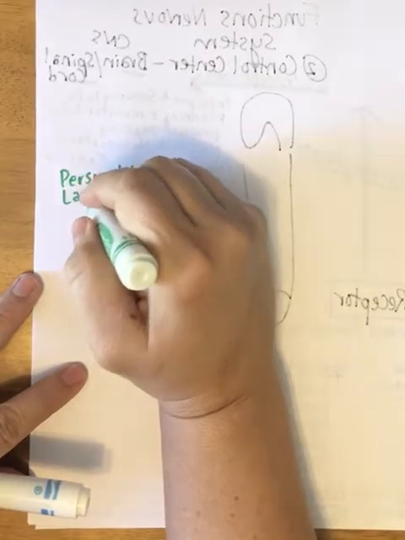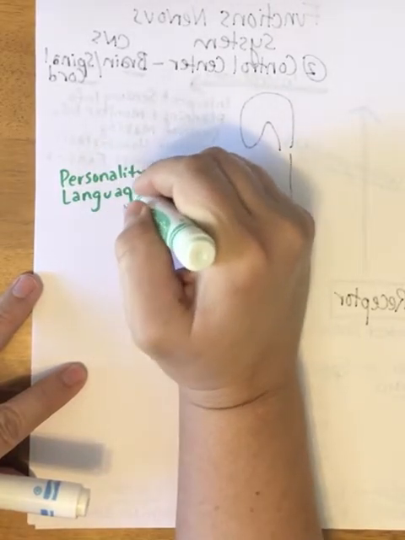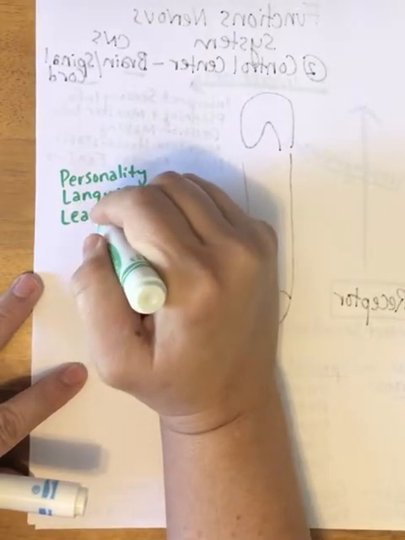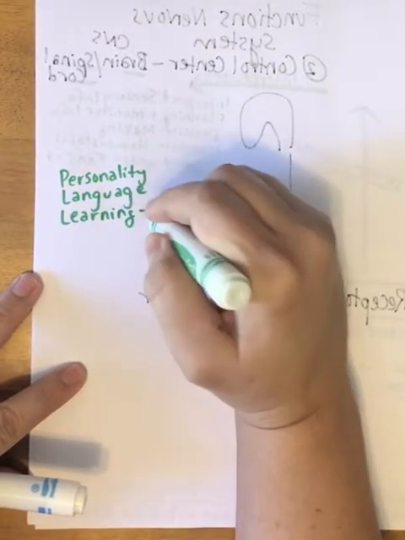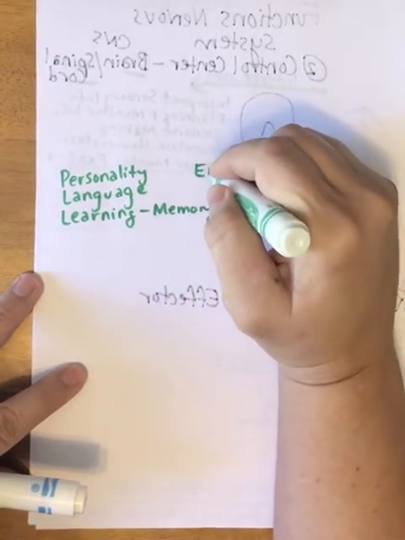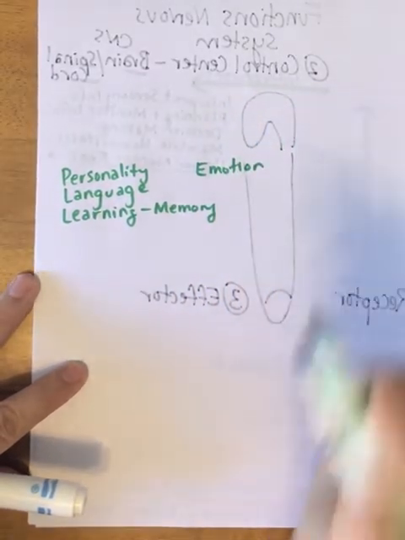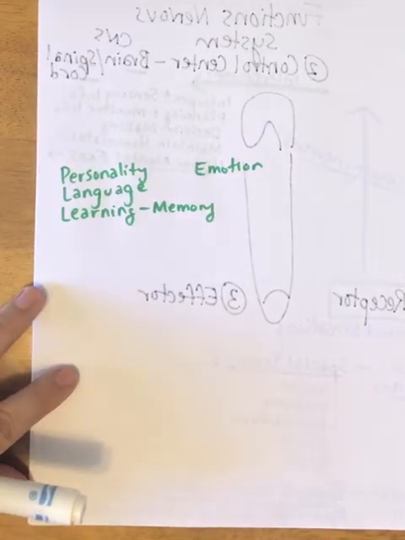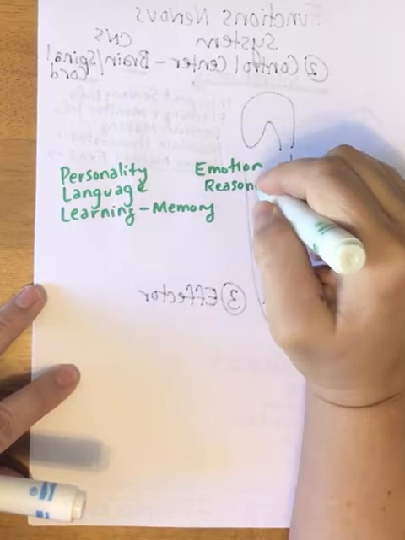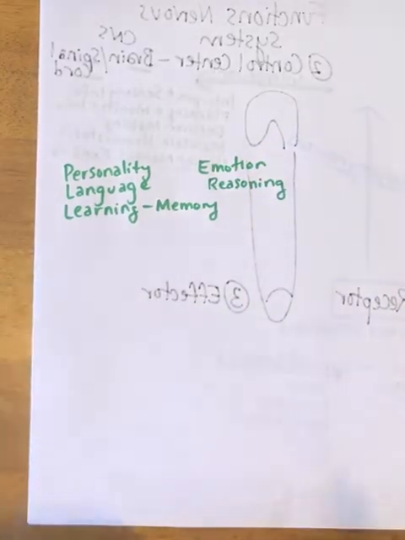Being able to learn language, that's a higher mental function. Being able to learn. So learning and memory kind of go together. Emotion. Emotions are a higher mental function. Reasoning. Being able to decide if something is a good idea, to reason. All of these are higher mental functions.